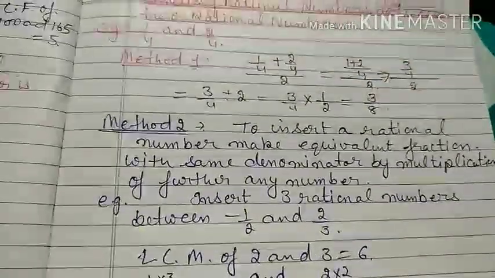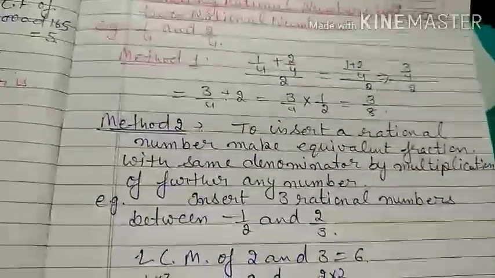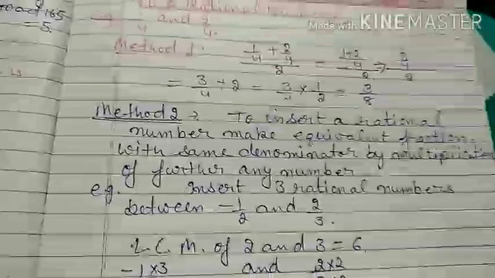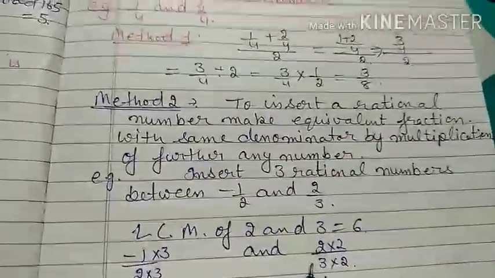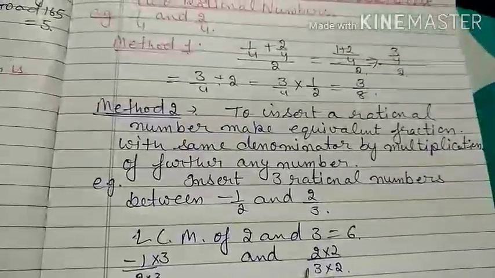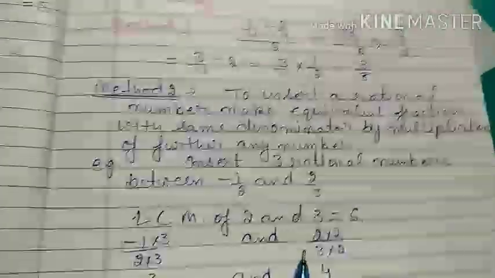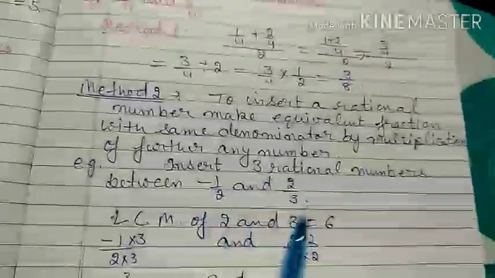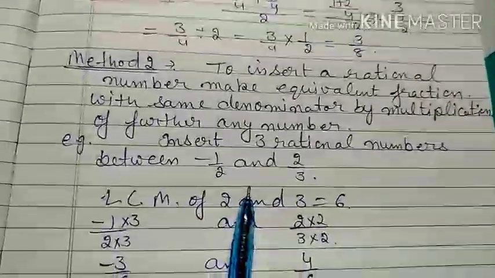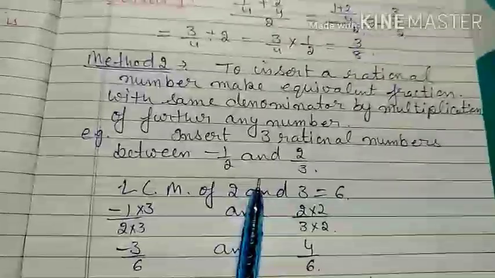first you have to make the equivalent fractions with the same denominator, and after that you have to think about the number by which you have to multiply both the numerators. You get the answer easily between the required numbers. Like if I have a question, minus 1 by 2 and 2 by 3, and I want to insert three rational numbers between them, my first target is to make the equivalent fractions with the same denominator.